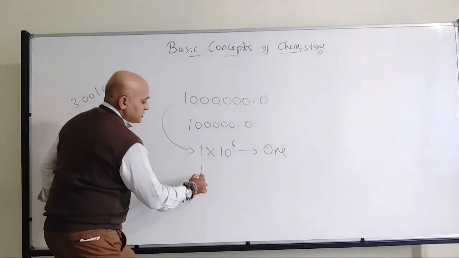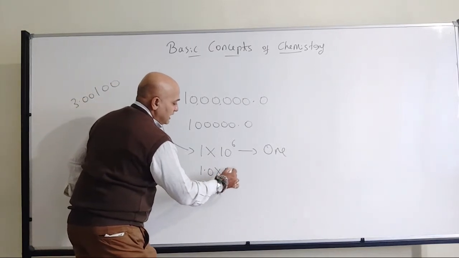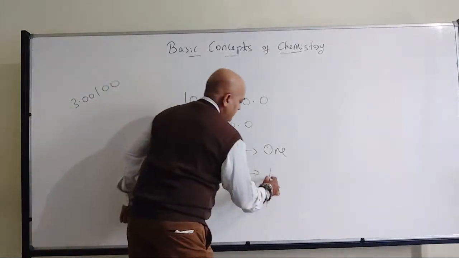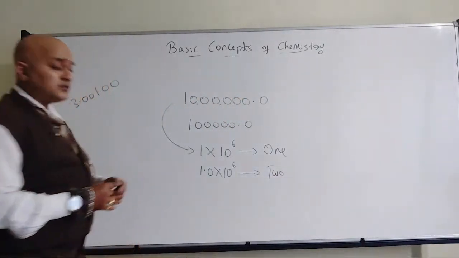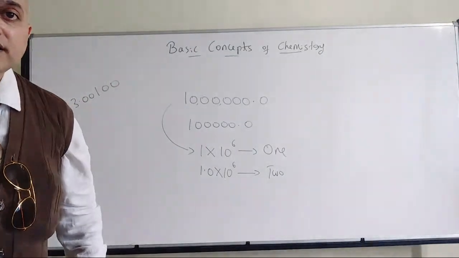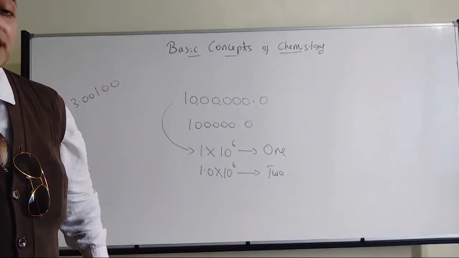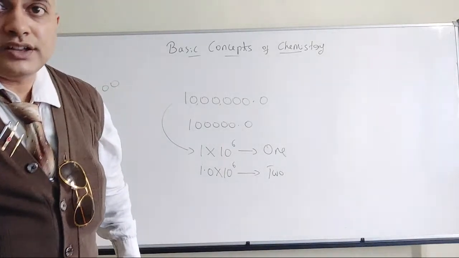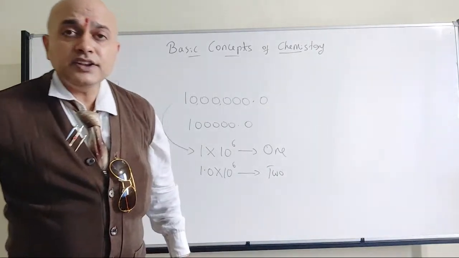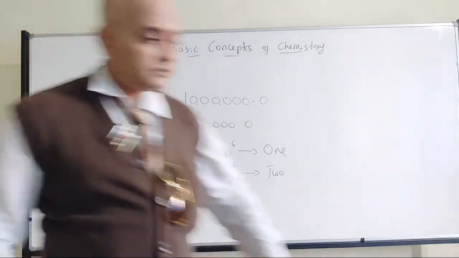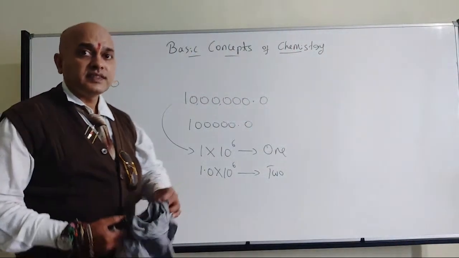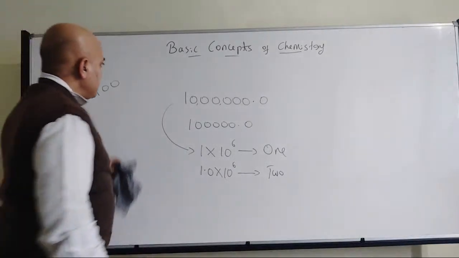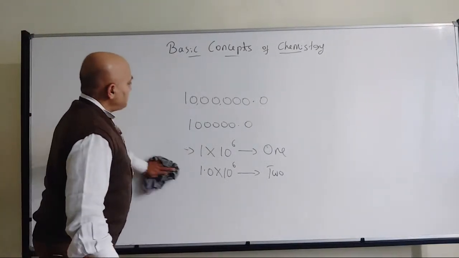Same thing I can mention as 1.0 into 10 to the power of 6. Now it will be having two significant figures. So that's where we have the scientific notation. All of you have understood? Any doubt in this case? Okay? Fine. So in that case, we will move to the next one.